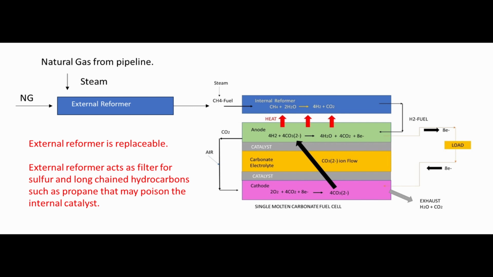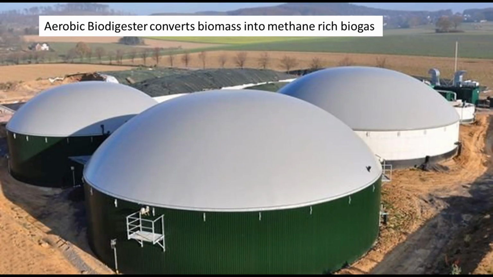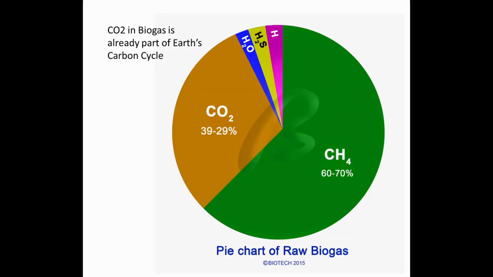This filtration system could be a sacrificial external steam reformer. Other good sources of methane could be biomass such as garbage, food waste, or sewage that is processed into methane in a biodigester. The use of biomass as a methane source is very green, as the carbon in the biomass is already part of the carbon cycle.